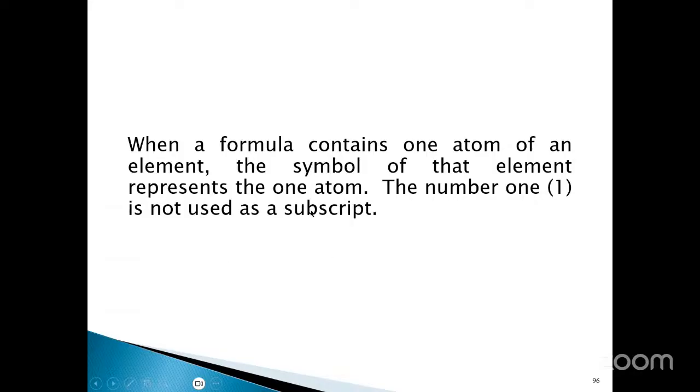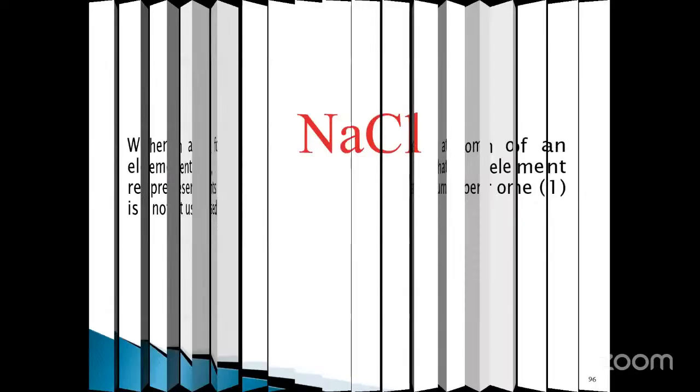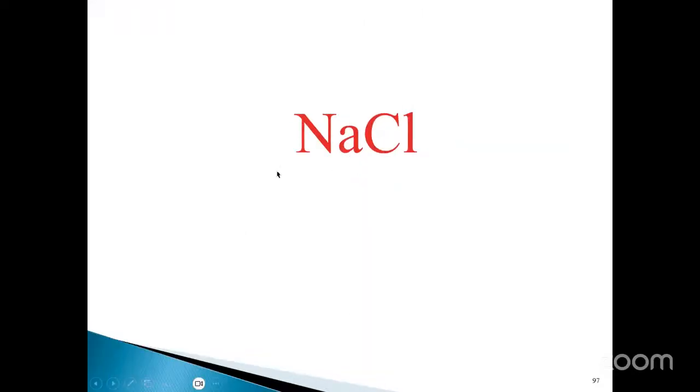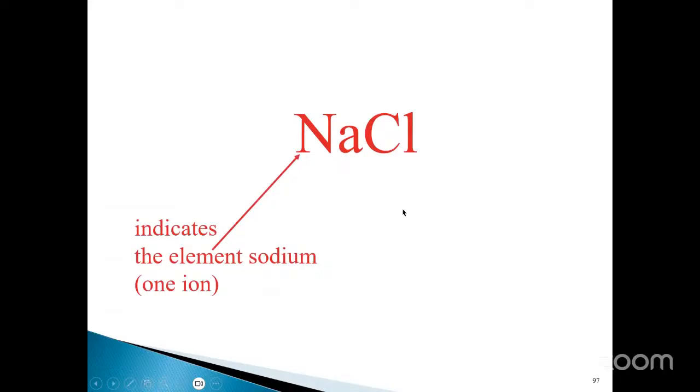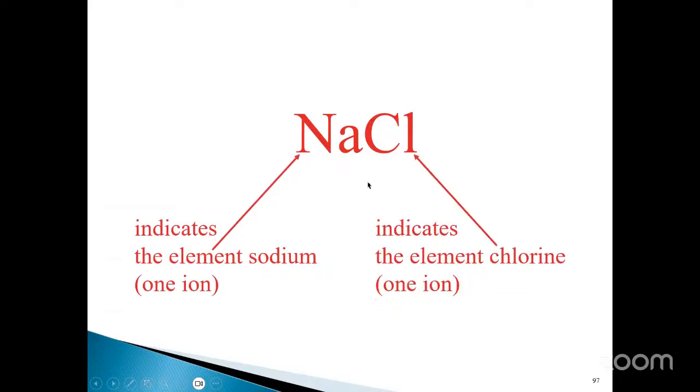Yeah, but for now, when a formula contains 1 atom of an element, the symbol of that element represents 1 atom, and the number 1 is not used for a subscript. So it's just understood that there's only 1 atom present in the formula. So for example, in the case of NaCl, right, this indicates 1 sodium ion and this indicates 1 chloride ion.